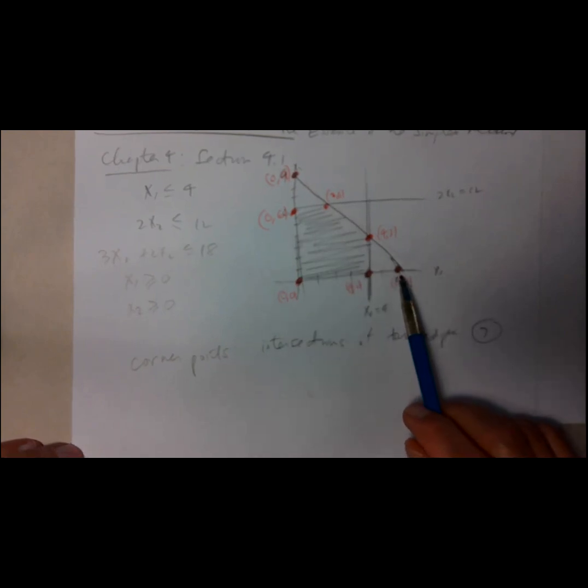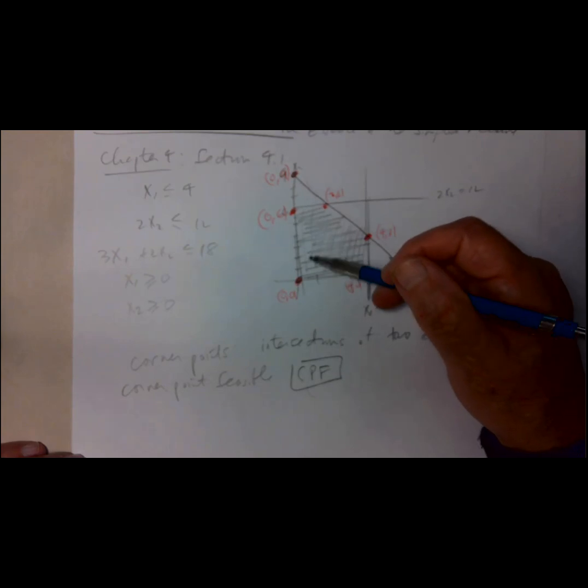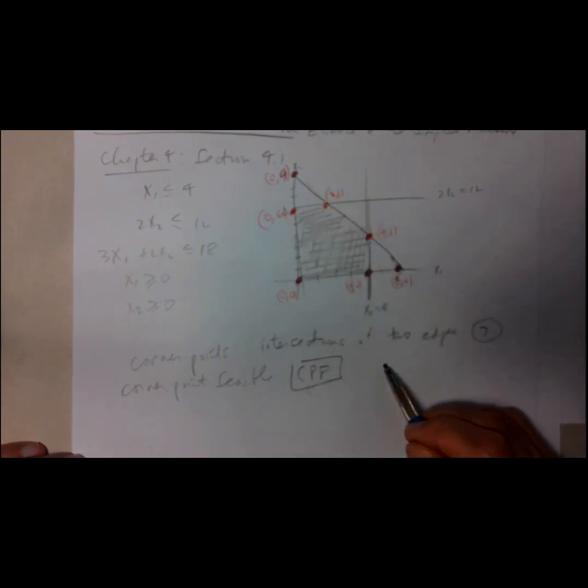But you'll notice that this point and this point are outside the feasible region. So the corner points feasible, CPF, is the notation that the book uses. These are the corner points in the feasible region. And they're 1, 2, 3, 4, 5. There are 5 of them.